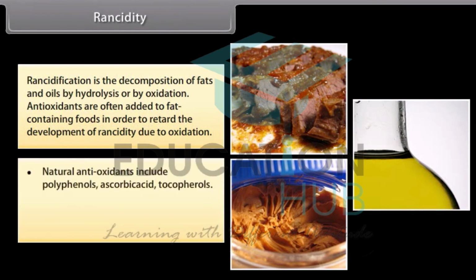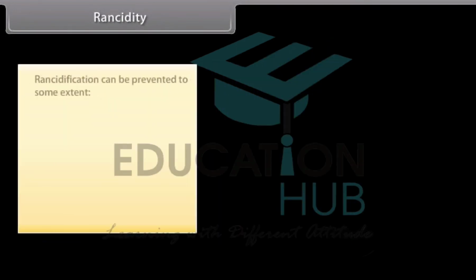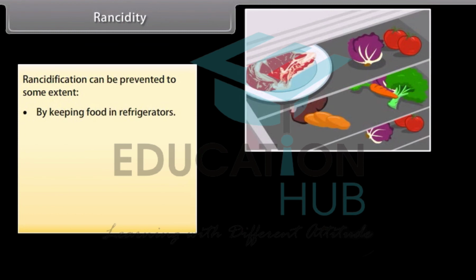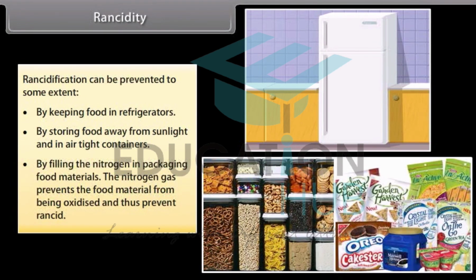Antioxidants are often added to fat-containing foods in order to retard the development of rancidity due to oxidation. Natural antioxidants include polyphenols, ascorbic acid, tocopherols. Synthetic antioxidants are butylated hydroxyanisole and butylated hydroxytoluene. Rancidification can be prevented to some extent by keeping food in refrigerators, by storing food away from sunlight and in airtight containers, by filling nitrogen in packaging food materials. The nitrogen gas prevents the food material from being oxidized and thus prevents rancidity.